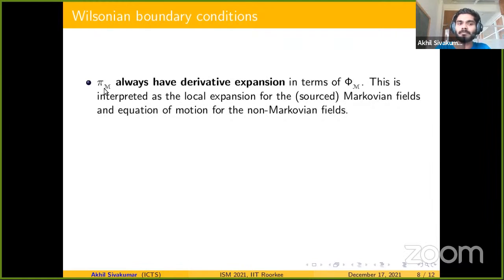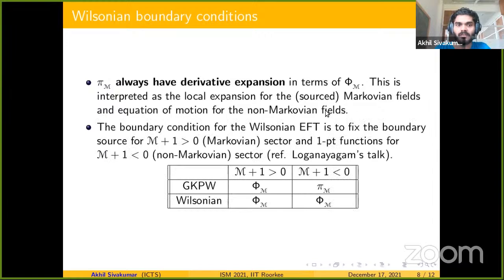The fact about this general class of scalars, their equations of motion and their solutions, is that when you compare the boundary radial momentum, π_m always has a derivative expansion in terms of the boundary value of the field itself. Based on this difference in what the bulk gauge field is, whether it is φ_m or π_m, this is interpreted as a local expansion for the sourced Markovian fields and the equation of motion for the non-Markovian fields. So the boundary condition for the Wilsonian EFT is to fix boundary sources for m+1 greater than 0, which are the Markovian modes that directly map to the gauge fields, and one-point functions for m+1 less than 0, which were the non-Markovian fields.